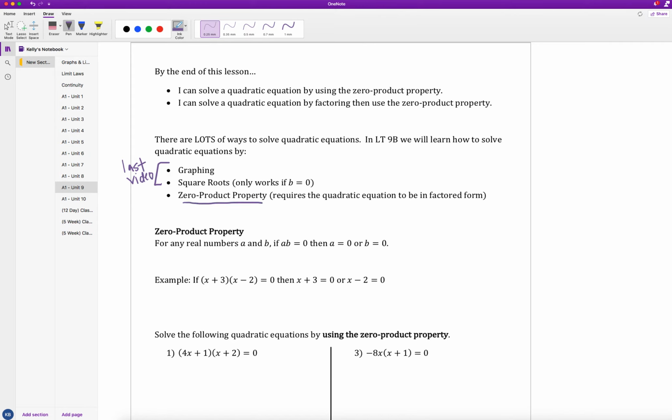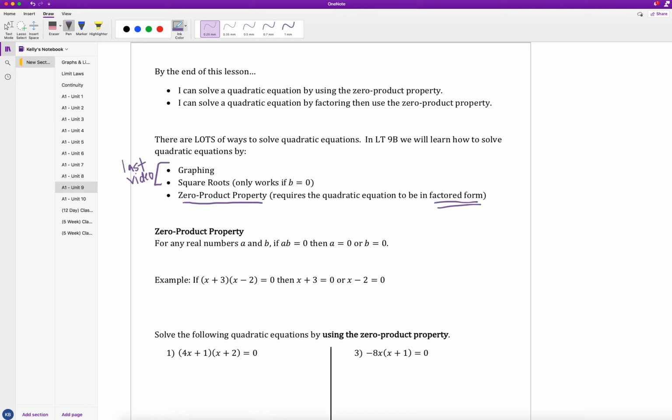property. We do have the added restriction though that this won't work for every single quadratic equation, but it will work for any quadratic equation that we can factor. So as we're learning about the zero product property, we are also going to get a review in factoring.